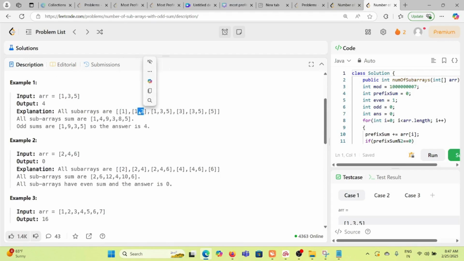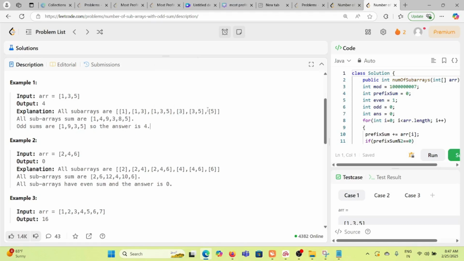But if this is 1 and 3, its sum is 4, which is not odd, so we will not consider it. But if you look here, this is another subarray which we will consider. Same here, 1, 3, 5. If we sum them up, it would make 9, which is odd. So this also would be one answer.